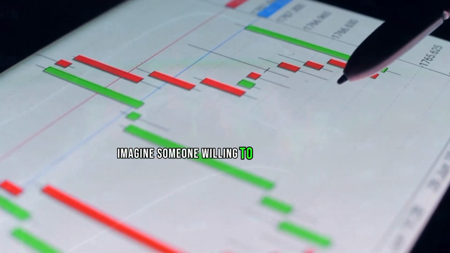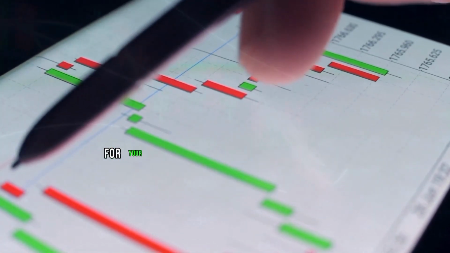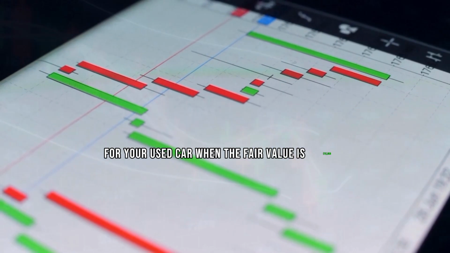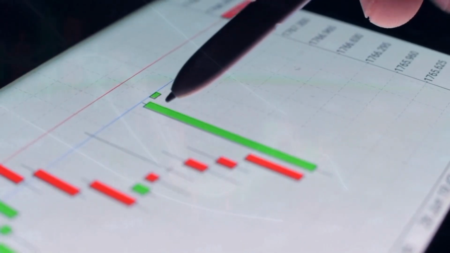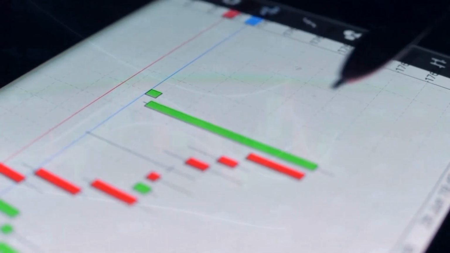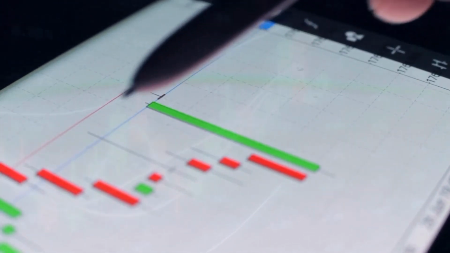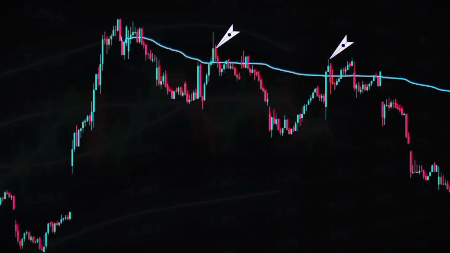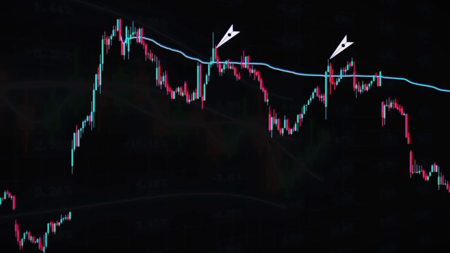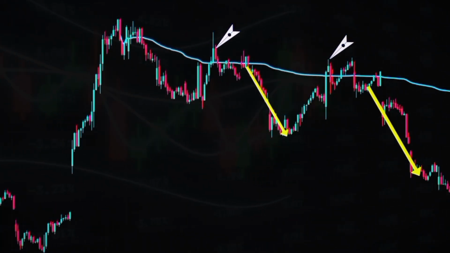Imagine someone willing to pay you $15,000 for your used car when the fair value is $12,000. Would you take such an offer? Of course you would. And that's what the sellers do. They jump on the opportunity and create huge sell orders above the VWAP. That's why you see these down moves.